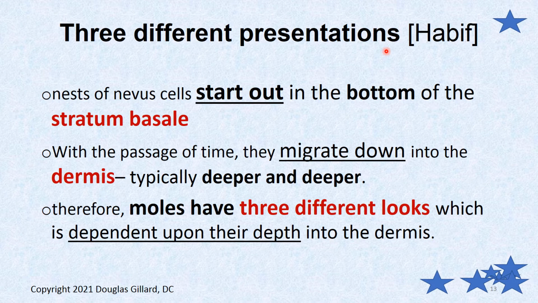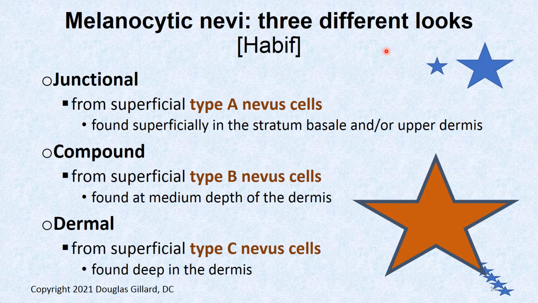There's 3 different presentations. They typically start out in the bottom of the stratum basale, as we said, and they migrate deeper and deeper into the dermis. That gives us 3 different looks. So there are 3 different types, and there's way more different types of nevi than this. I mean, there's atypicals, Spitz lesion. We don't have time to get into all the atypical.